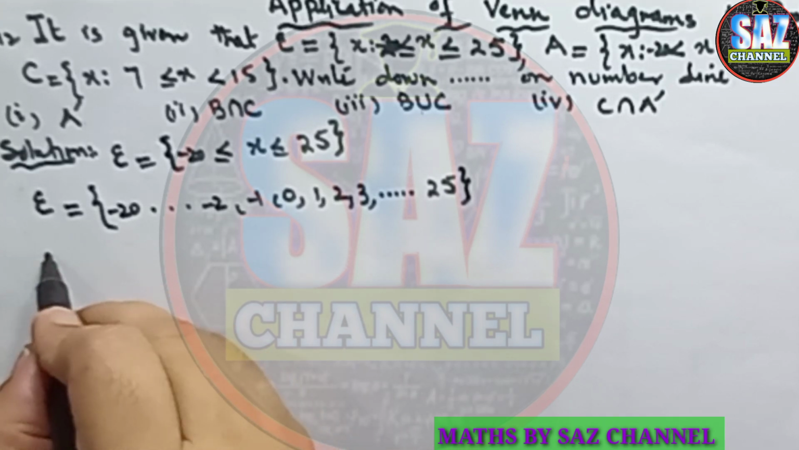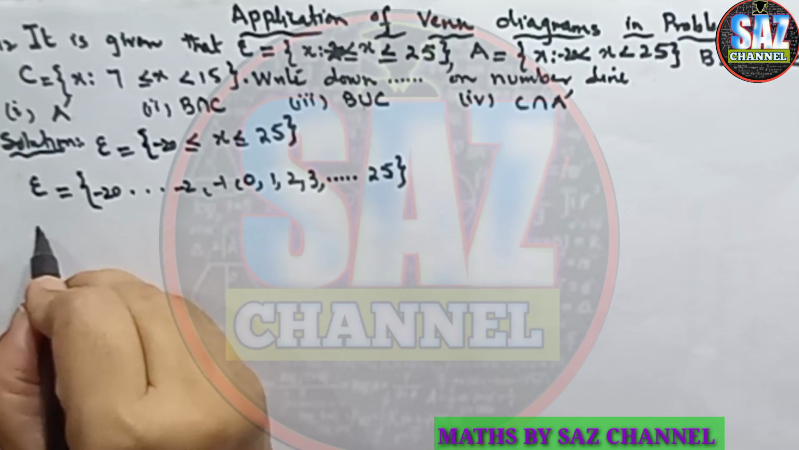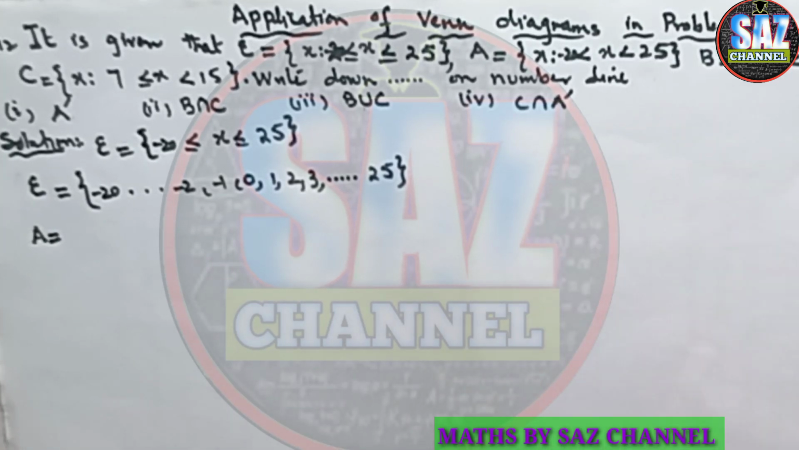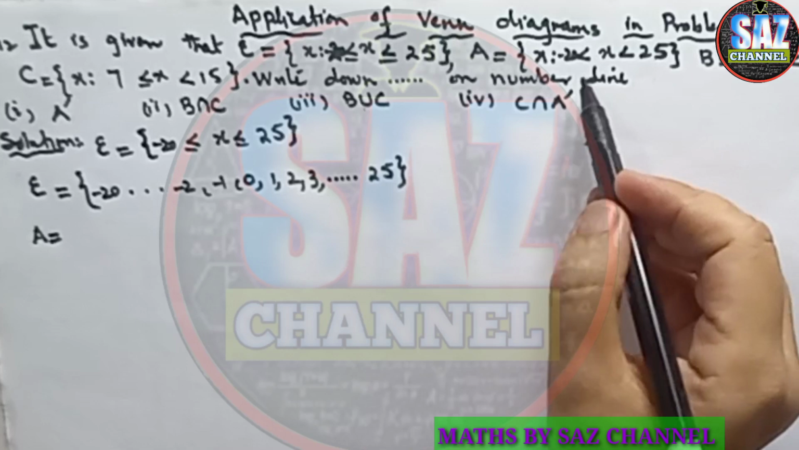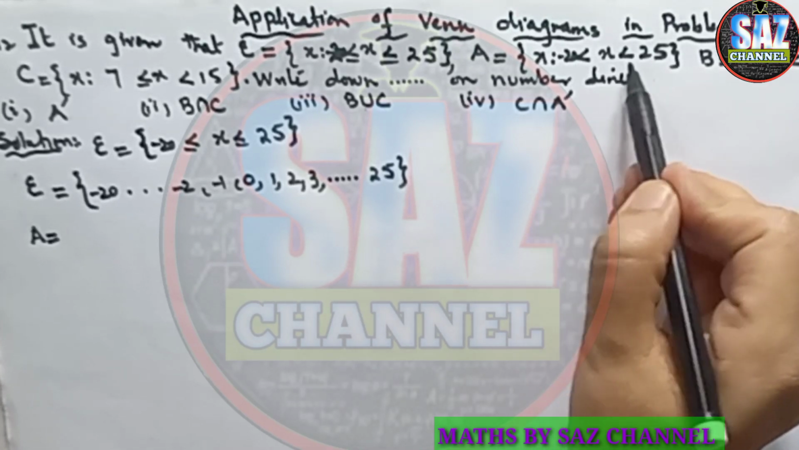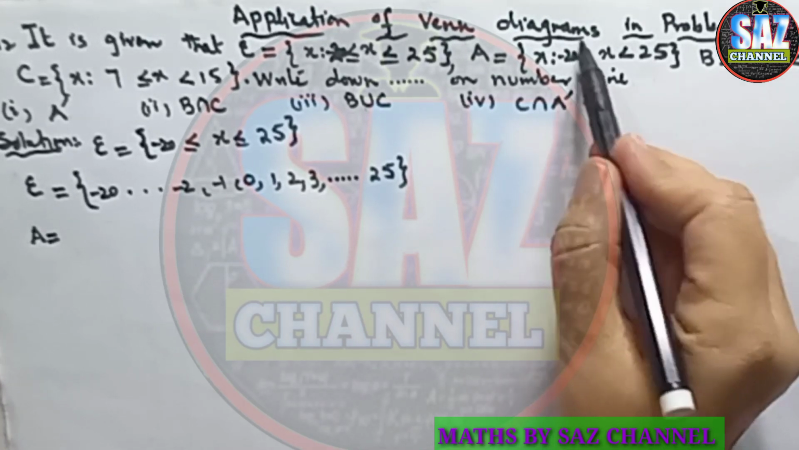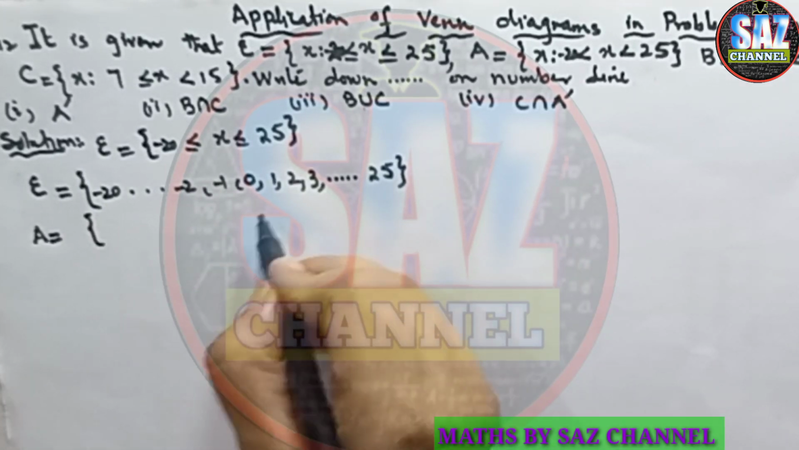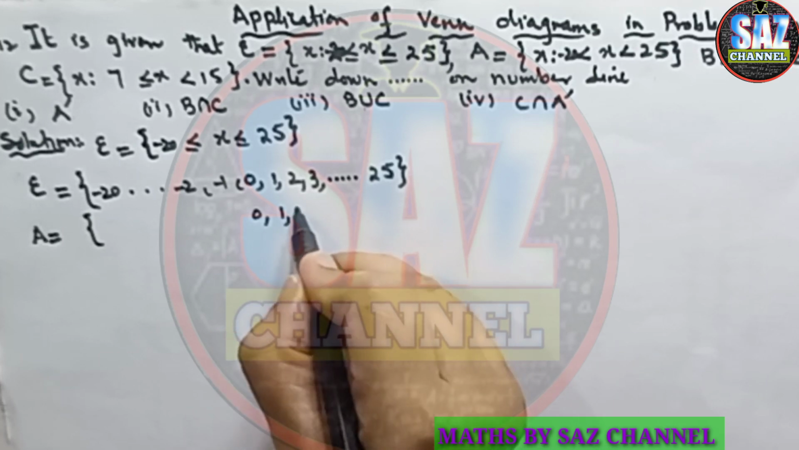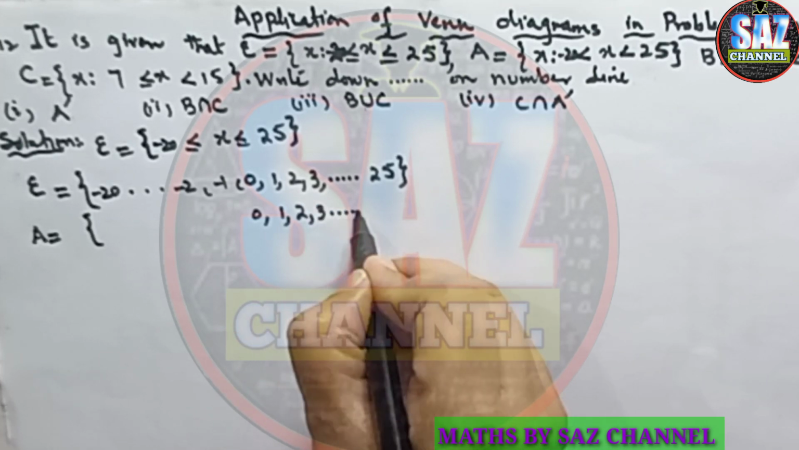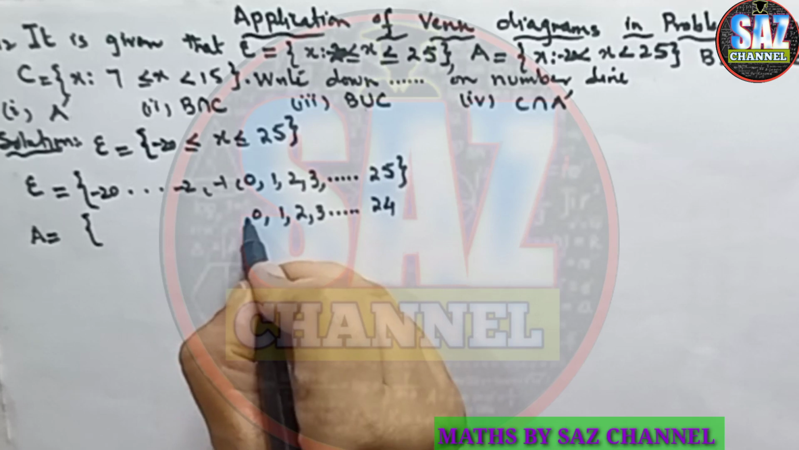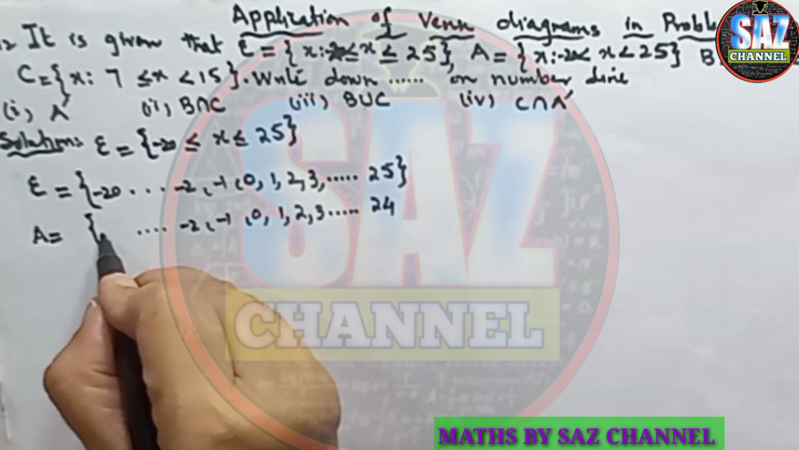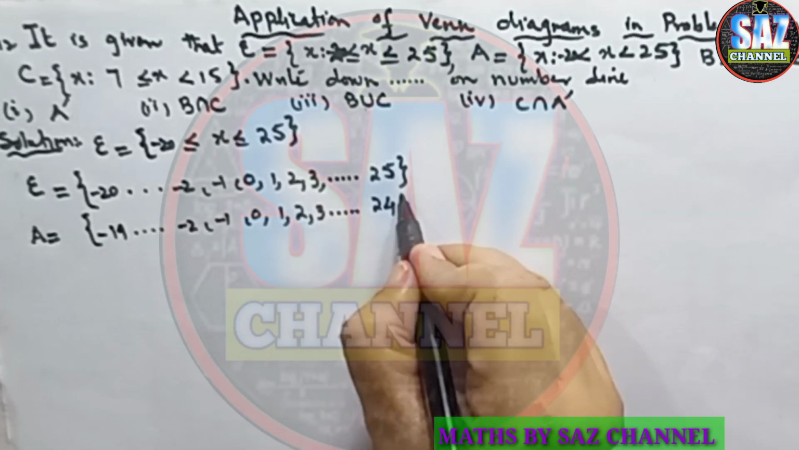Coming to set A, x lies between minus 20 and 25. Here we can see that there is no line drawn that shows that these elements are not contained in this set. So set A will have the elements 0, 1, 2, 3, and so on, up to 24, and on the other side minus 1, minus 2, and so on, up to minus 19.